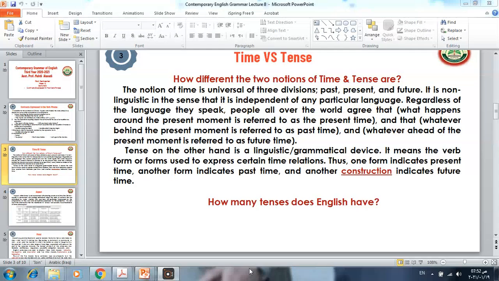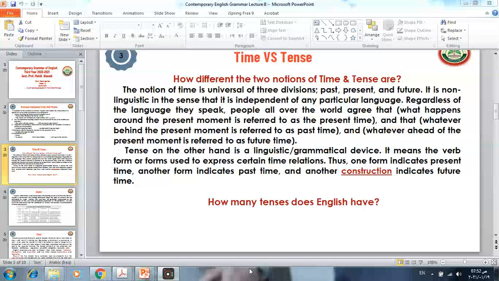So my point here is that the notion of time, the concept of time, is non-linguistic, is non-grammatical, which means that it does not have any relationship with language. For this reason, people all over the world, people in Iraq, people in Japan, people in the United Kingdom, agree that what happens around the present moment is called the present time, and whatever is behind the present moment is referred to as past time, and whatever is ahead of the present moment is referred to as future time.